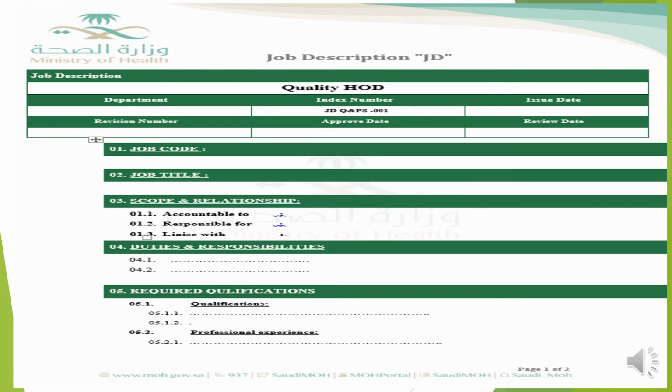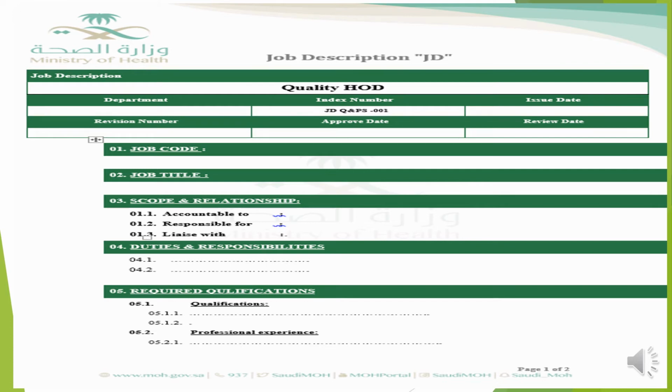Liaises with: who are the people you are going to manage or direct the work of quality with. For example, heads of other departments. You can go to the head of the lab department, for example, and discuss with him some policies, some improvements, some KPIs, and so on. So liaises with all heads of departments.